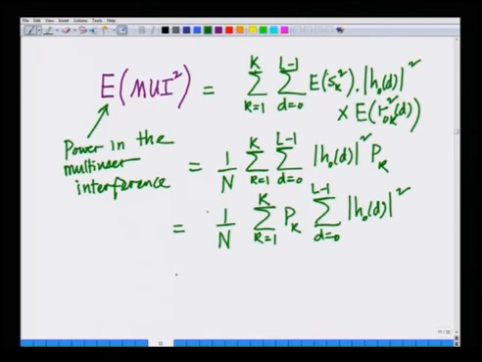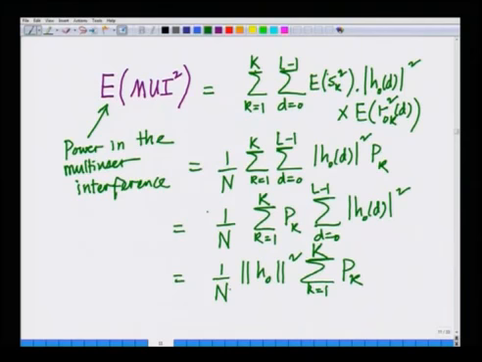This is very simple. Now, summation d equals 0 to L minus 1 of magnitude H 0 d whole square is nothing but the norm of the channel. Hence, this is nothing but 1 over n times the norm of the channel vector H square times summation P k, k equals 1 to capital K, over n.